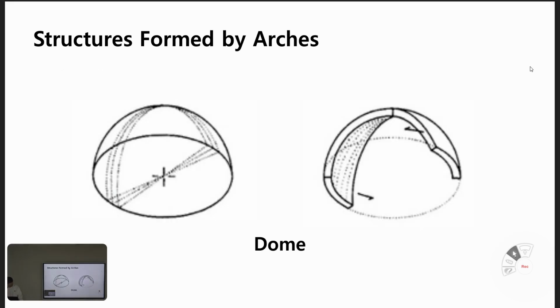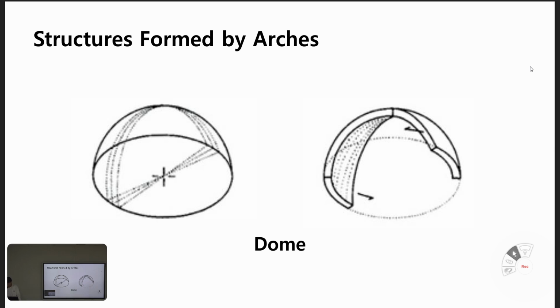Additionally, the dome is also a structure formed by arches. Romans designed domes by using arches. So a dome has arches arranged in a circle.